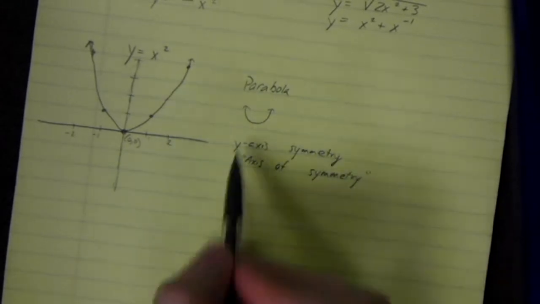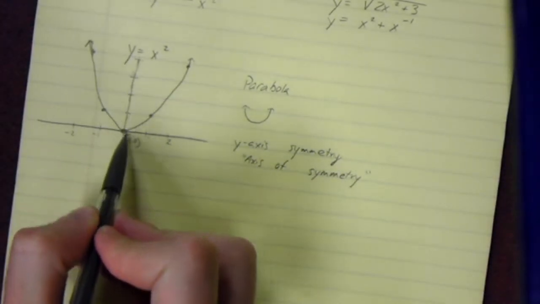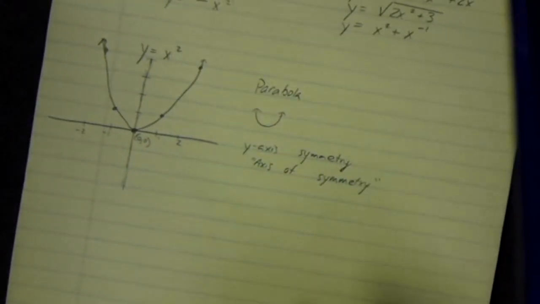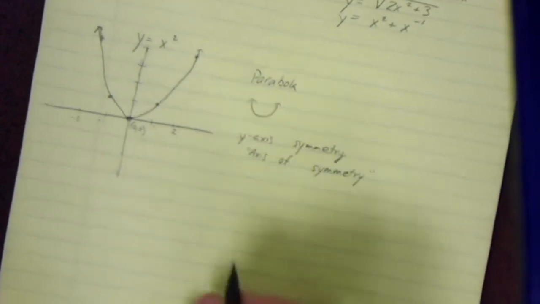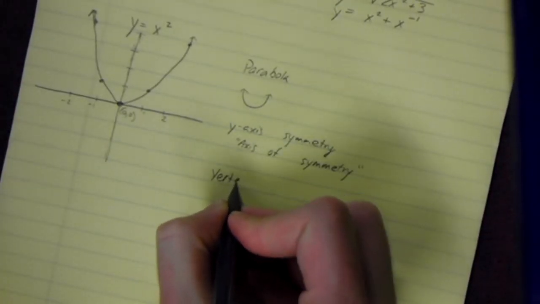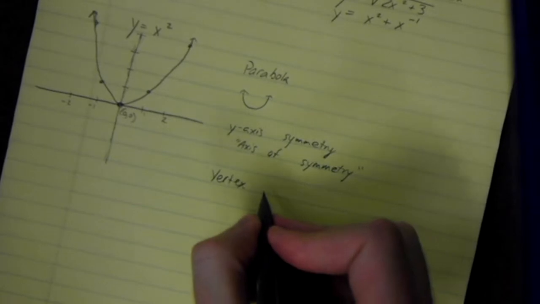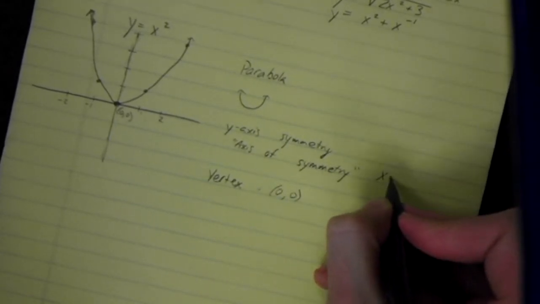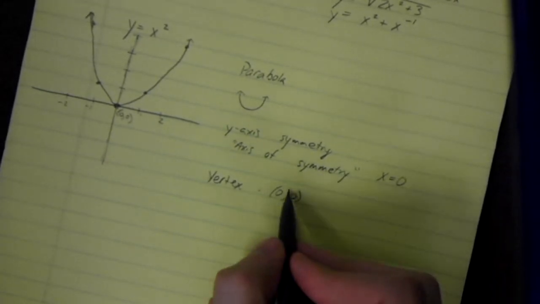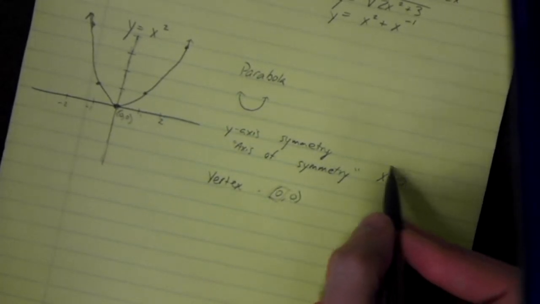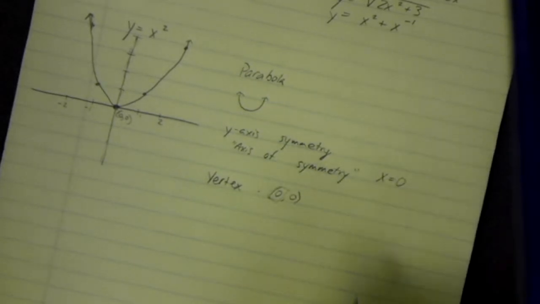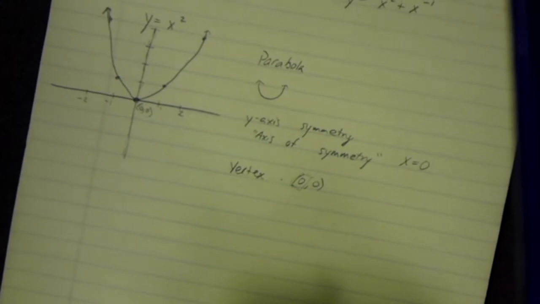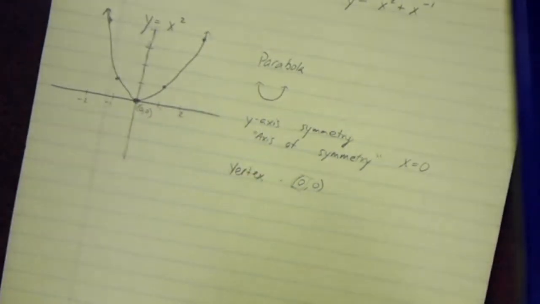So the axis of symmetry is this imaginary line that runs down the middle of your parabola. If you were to fold over it, it would fold on top of itself. And this point down here at the bottom, that's your vertex. For the graph of y equals x squared, the vertex is at 0, 0. Notice that the axis of symmetry would be the line x equals 0. So whatever your x value is in your vertex, that's also how you find the equation of your axis of symmetry.